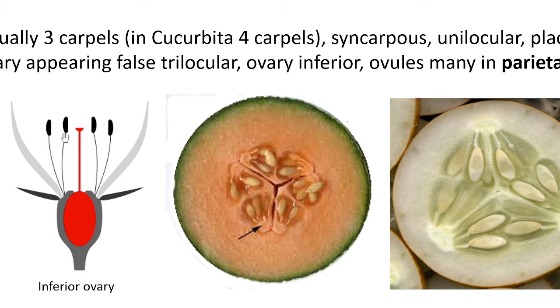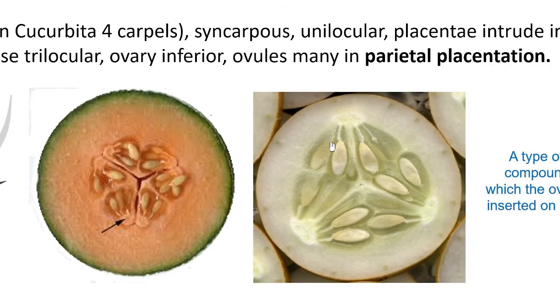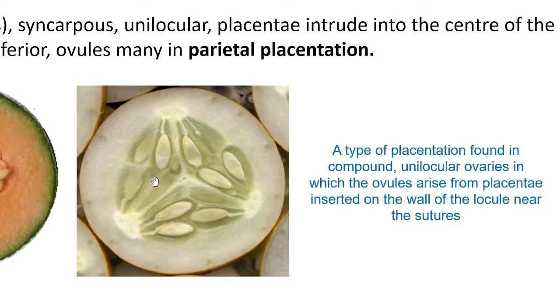See, all other floral parts are developing from above the ovary. So the position of the ovary is inferior, and ovules are present in parietal placentation. See, this is parietal placentation. What is parietal placentation? The ovules arise from the placenta inserted on the wall of the locule near the sutures. So see, this is where these ovules are coming from.